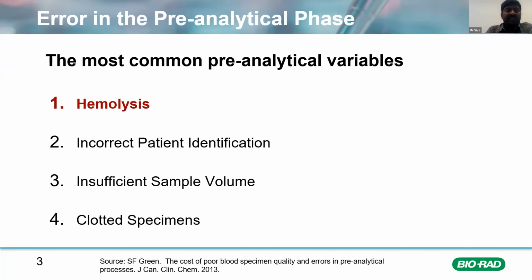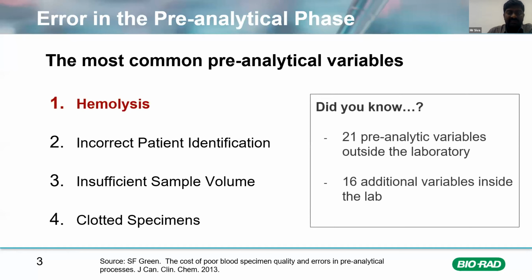So we all know the most common pre-analytical errors we receive from the pre-analytical area. And again, from the pre-analytical area, mostly we hear that hemolysis is the one bothering area. And then incorrect patient identification, of course, then insufficient sample volume and clotted specimens. So these are the things that we basically see from the pre-analytical errors.